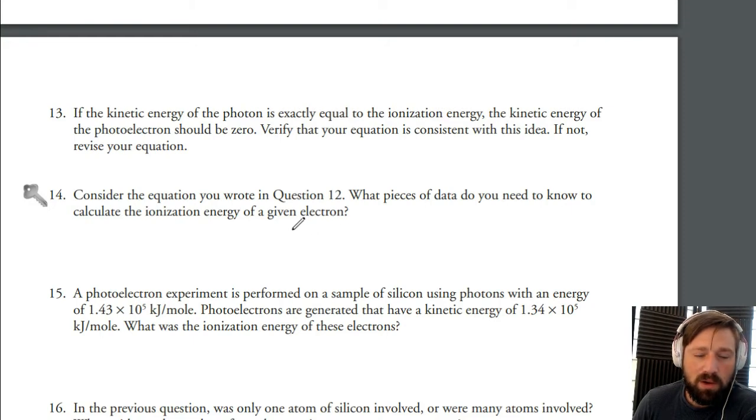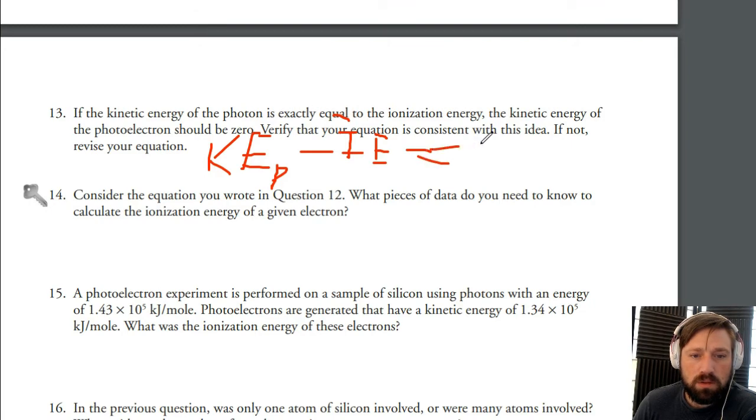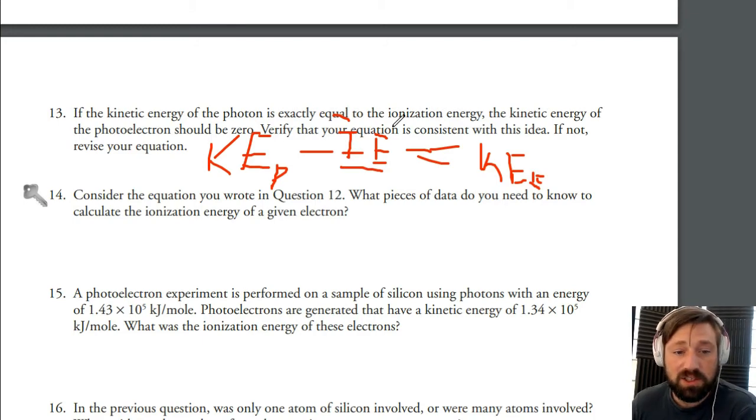If I don't know the potential energy, I'm going to write this equation up here. Kinetic energy of a photon minus the ionization energy equals the kinetic energy of the electron. Okay, so if we're trying to figure out IE, the ionization energy, what two pieces of data do we need to know?